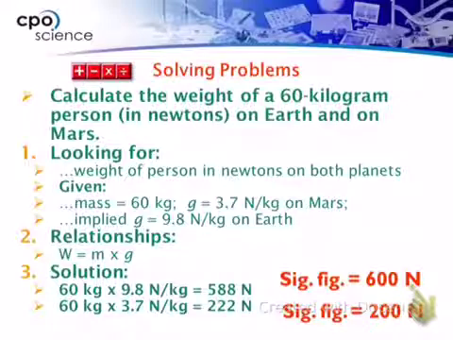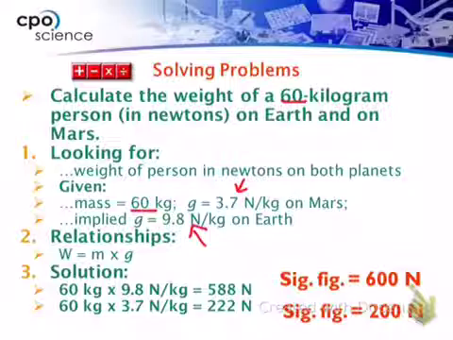So, for example, if you want to calculate the weight of a 60-kilogram person on Earth and on Mars, you're going to need to know the gravity on both of those places, and you know the mass, and that'll let you calculate their weight. So, the mass is 60 in both scenarios. Gravity on Mars is 3.7 newtons per kilogram, and on Earth, as I mentioned, it's 9.8. That's a number that's going to come up a lot. So, 60 kilograms times 9.8 newtons per kilogram. On Earth, you weigh 588, and on Mars, you weigh 222.